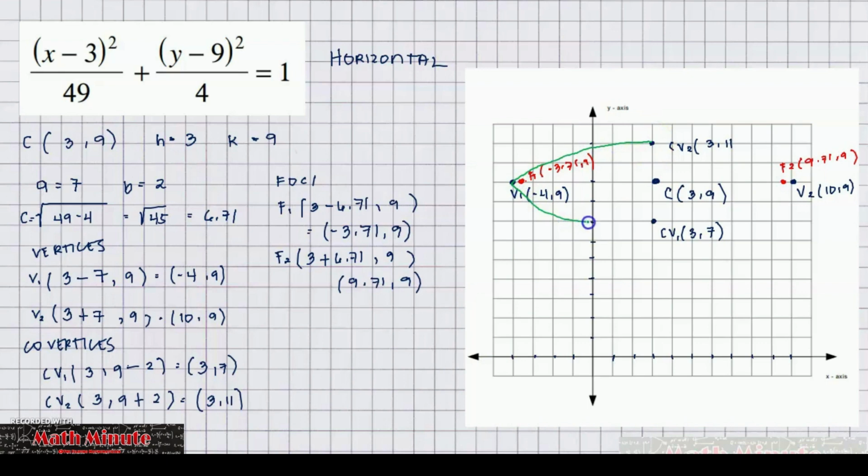So this is the graph of your ellipse. Then the value of your major axis, that is twice of A, which is 14. So from end to end of your major axis, that would be 14 units. And for your minor axis, from end to end, that will be 4 units. Let's have your fifth example.